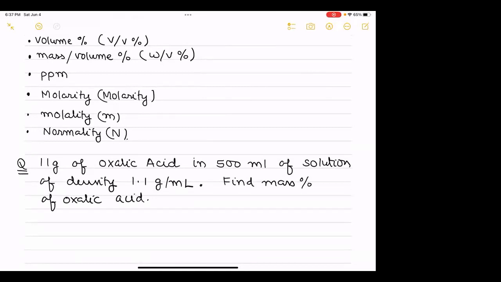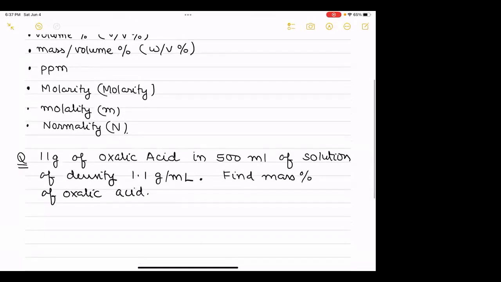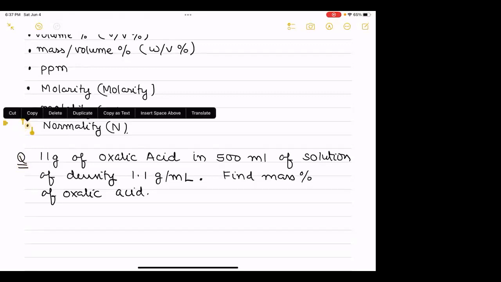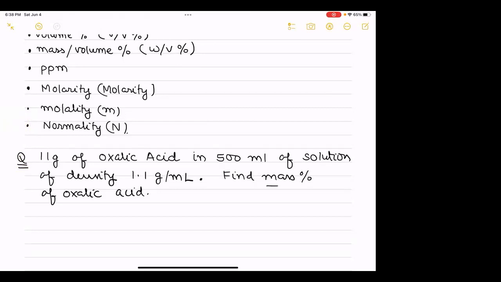Is the question clear to both of you? Yes, sir. So just quickly tell me. 11 grams of oxalic acid is there in the half liter of solution. Half liter is 500 ml, right? So you need to find out the mass percentage of oxalic acid, that is W by W. It is the mass of the solute divided by total mass, right? Yes, sir.